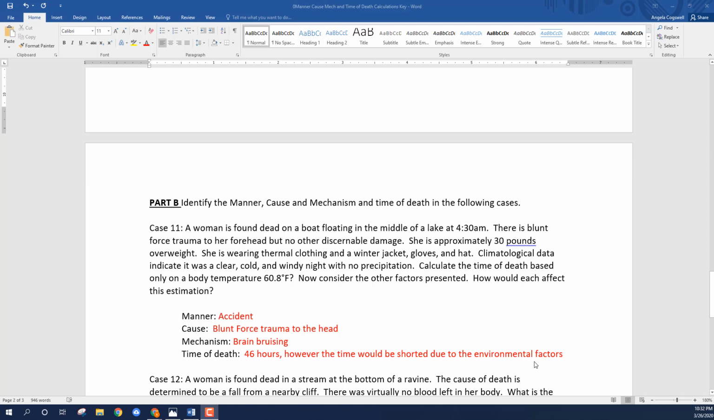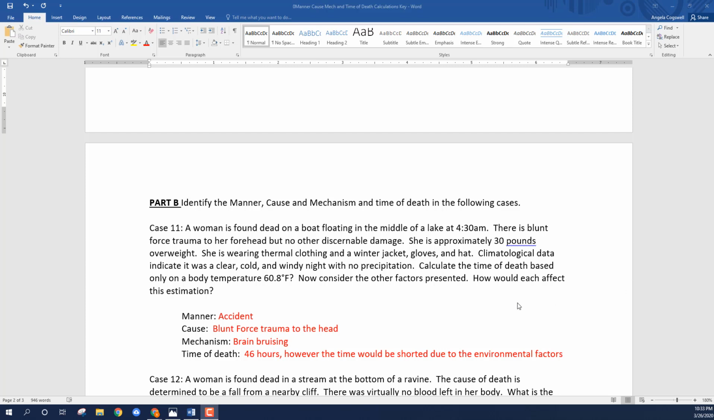And because the environment was very, very cold, and she's been out there for 46 hours, I'm going to say that probably the time was a little bit less. Even though she was all bundled up, she's still on a boat on a clear day, and it was windy. All of those things are going to suck heat away a lot faster.